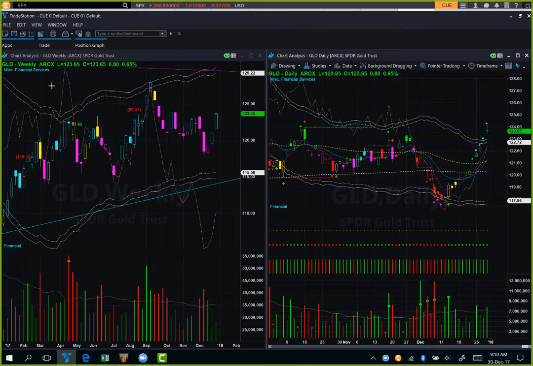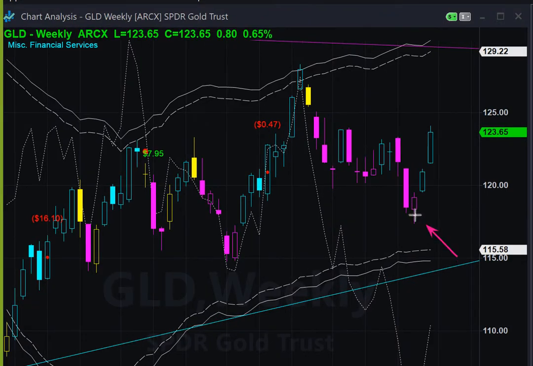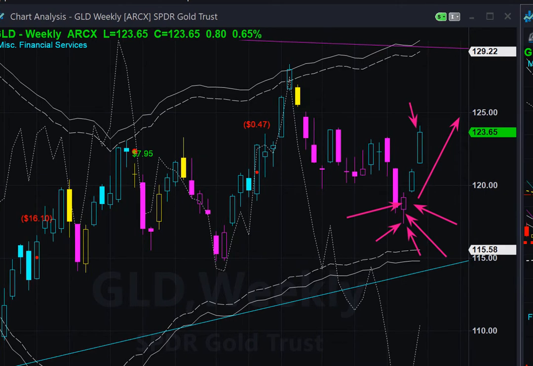We are now looking at GLD, the gold ETF, using the same at a glance template. In the weekly chart, gold reversed 3 weeks ago. That weekly candle color was still magenta, that is bearish, though the shape was bullish. It had both a lower tail as well as hollow body. From there, GLD went up. The candle color has now turned cyan, that is bullish in the weekly chart.